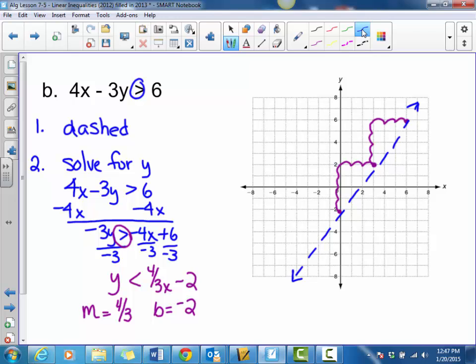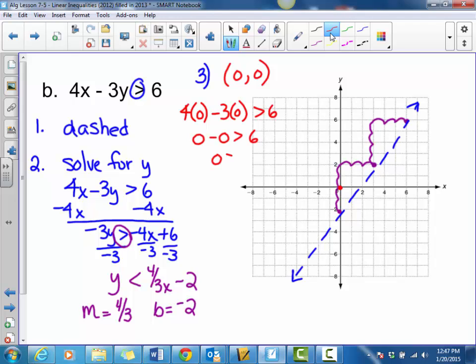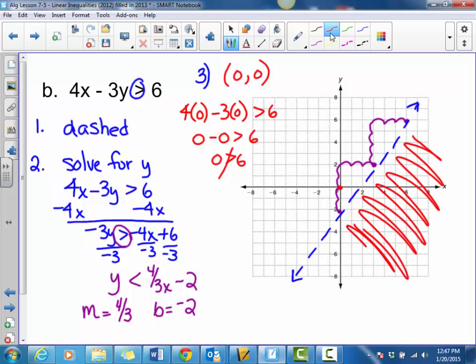Okay, step number 3, I need to pick a point that is not on the line. The easiest point to pick always is 0, 0. So that's the ordered pair that I'm going to pick. Let's substitute that in. 4 times 0 minus 3 times 0 is greater than 6. That says that 0 minus 0 is greater than 6, or 0 is greater than 6. Is that true? No, it's not true. So I'm going to shade on the other side.